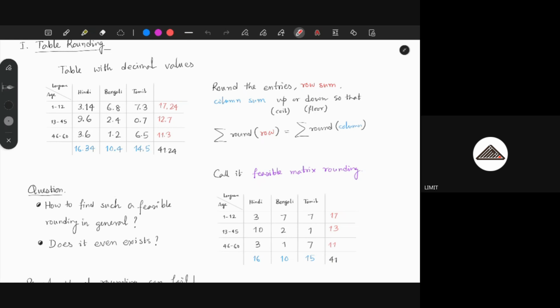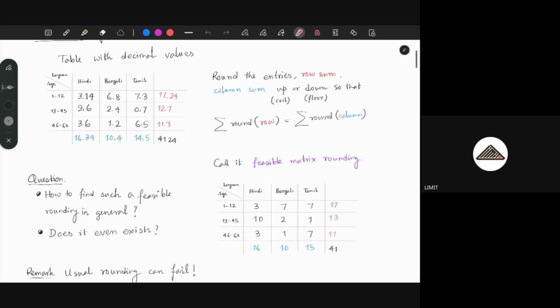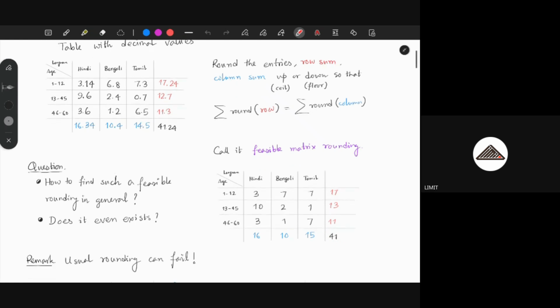Now, maybe for this I have one solution: you round down this, round up this, or round down this, and so on. The sum remains consistent, actually. We call it a feasible matrix rounding; you can see it as a matrix. But in general, this may not be the case.